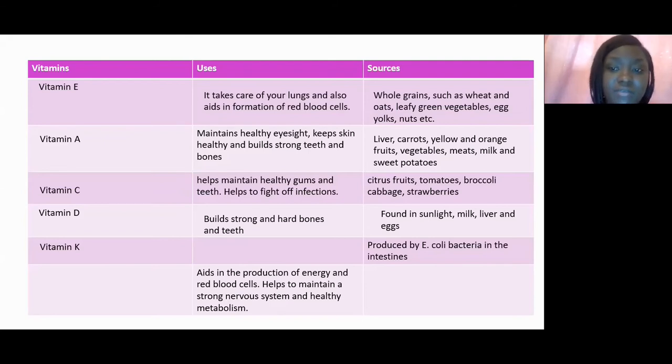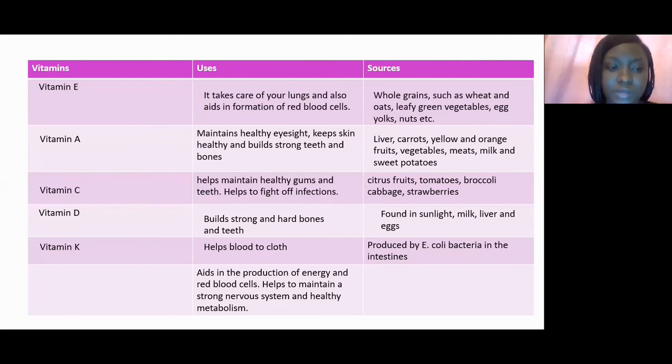Vitamin K. Source already given to you. Vitamin K is produced from the E. coli bacteria in the intestines. But what's the use of vitamin K? Why do we need vitamin K? Good. Helps to form blood clots, right? Very important, the formation of blood clots.